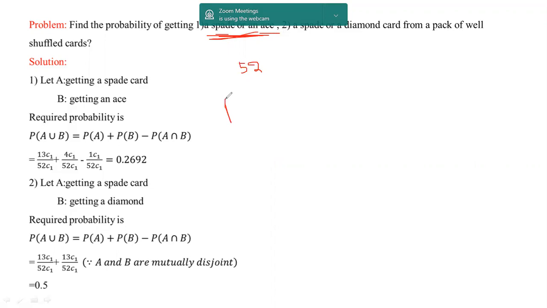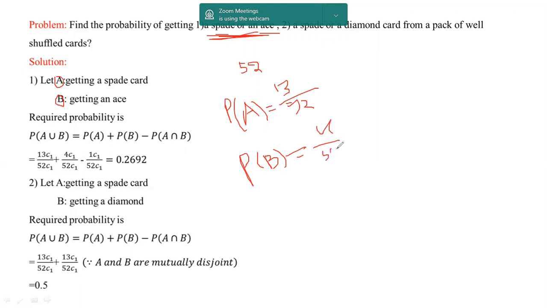So probability of spade card. I'm taking spade as the event A, and ace as the event B. So probability of getting spade is equal to probability of A, which is equal to 13 by 52, as with the spade symbol we have 13 cards out of 52. Then probability of getting an ace card, event B, is 4 by 52.